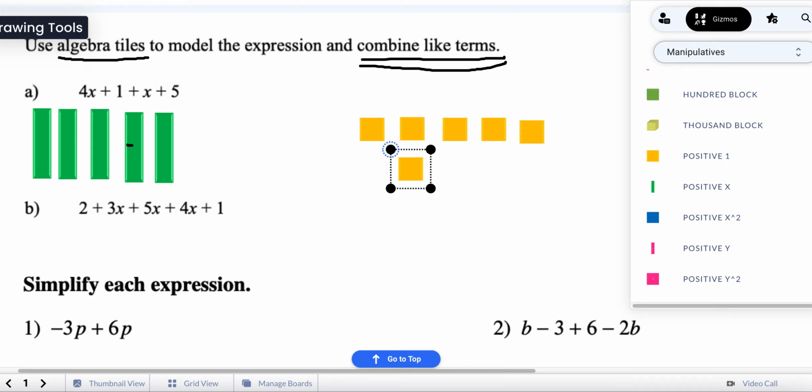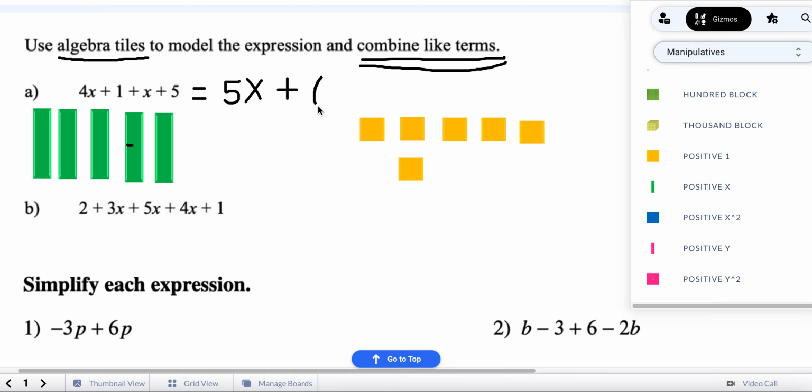Okay, so now my answer to this question, because I'm done combining, is going to be how many x's I have. 1, 2, 3, 4, 5. So it's 5x plus, because everything is positive here, plus I have how many units? 1, 2, 3, 4, 5, 6, plus 6. And here is when I stop because these are different. So this is our own like term. So I stop, and that is my answer.